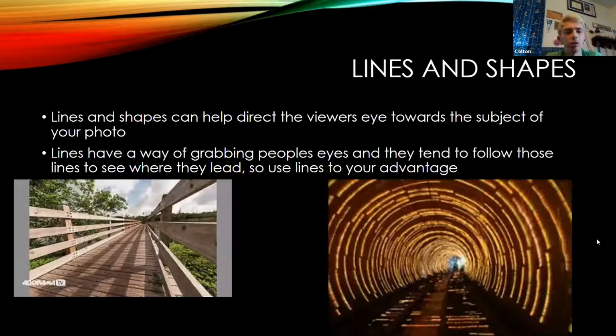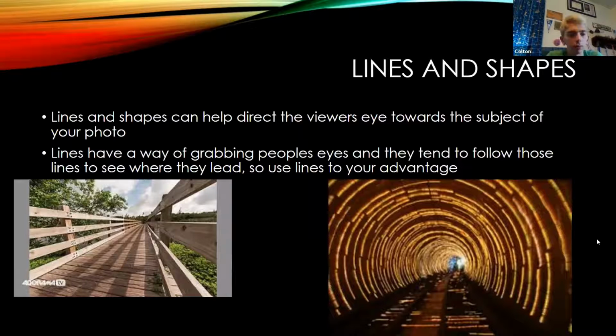Lines and shapes. So lines and shapes can also help direct your viewer's eye toward the subject of your photo. Lines have a way of grabbing people's eyes. So when you see a line in a picture, you tend to follow the line to see whatever's at the end, because, whether you know it or not, it's naturally what your eyes do. So you can always use these to your advantage, or with certain shapes, like a tunnel. When you see a tunnel, you look at the end to see if you can see anything there, just because that's what you naturally want to do.